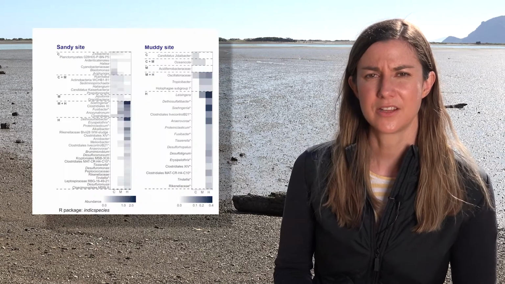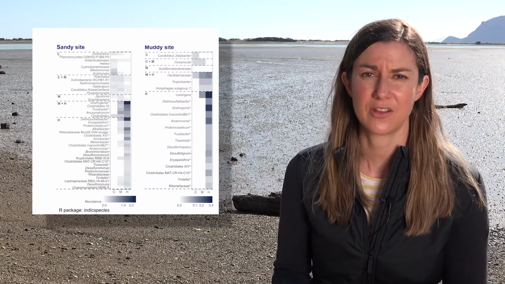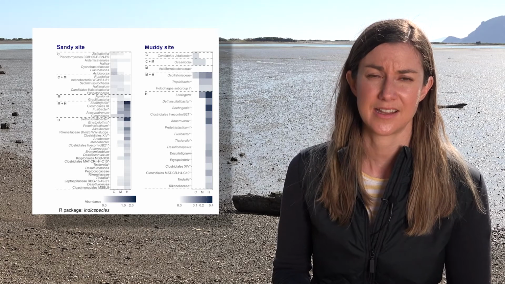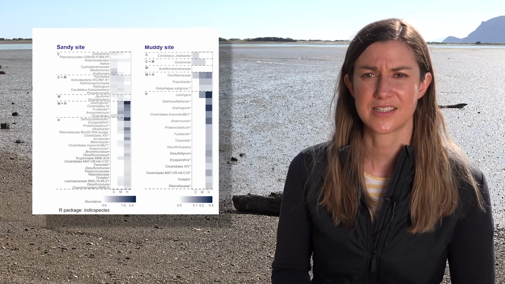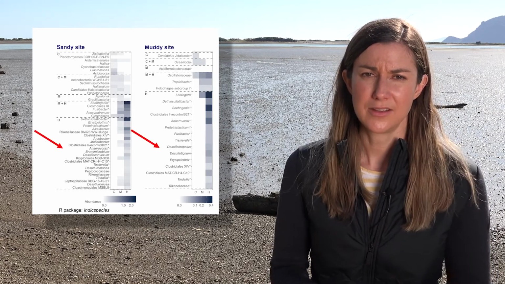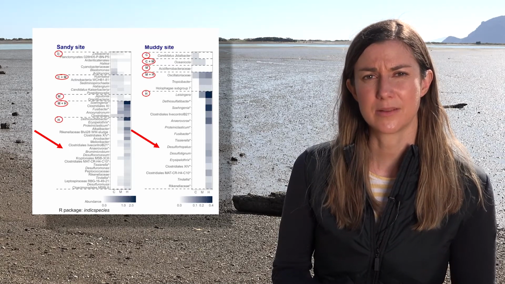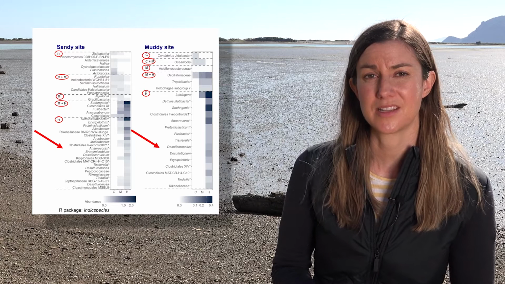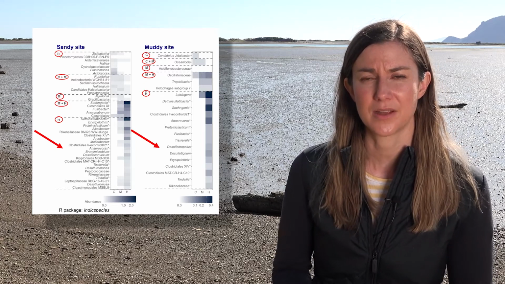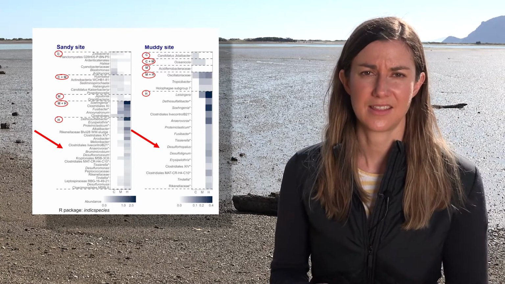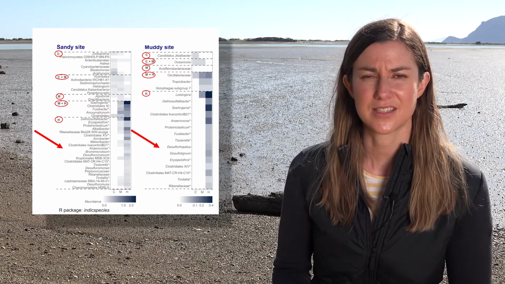We also identified indicator taxa for each of our sites that were associated with each of the treatments. So these heat maps show bacterial indicator taxa across the 2 sites. And along the left you can see the taxa names along with the treatment or the combination of treatments that they were associated with. And the darker the colour, the higher the abundance of these taxa.